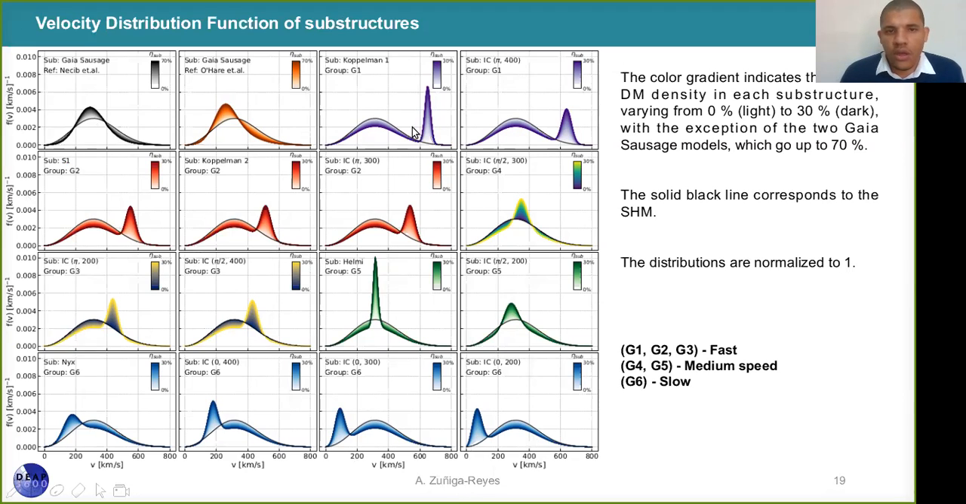If you look here, for the fast substructures corresponding to groups 1, 2, and 3, most of the particles have high speed. The medium speed substructures are those from group 4 and group 5, where most of the particles, the mean, is almost in the same position as the standard halo model. And the group 6 substructures have most of the particles with very low speed.